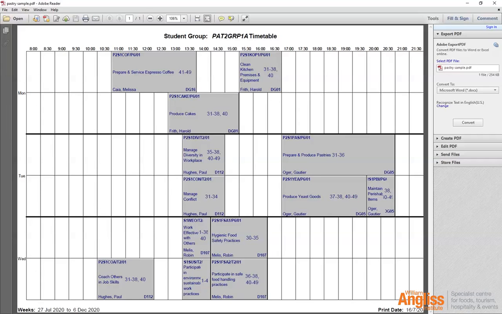Even though it has a room number, if we were on campus that would be the room number that you would need to go to. But in the current environment we're asking you to work through all your theory through Zoom, through Moodle. So please log into Moodle and go to the following unit, Manage Diversity in the Workplace, for your group 1A, and you will meet your teacher.